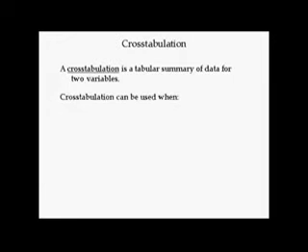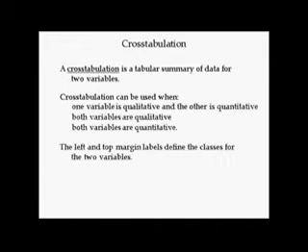Cross-tabulation can be used when one variable is qualitative and the other is quantitative, or both variables are qualitative, or when both variables are quantitative. If both variables are quantitative, the variables can also be summarized by a scatter plot. The left and top margin labels define the classes for the two variables. The cross-tabulation is essentially three frequency tables in one.